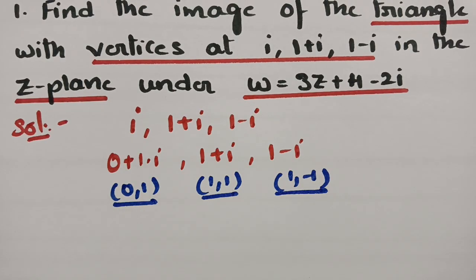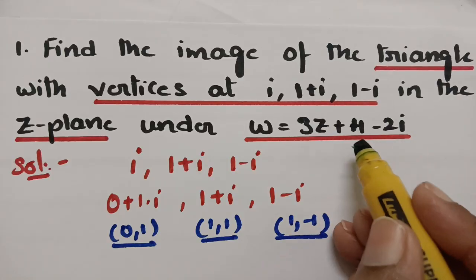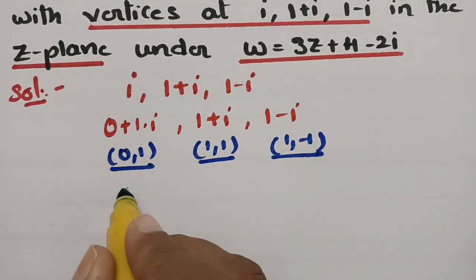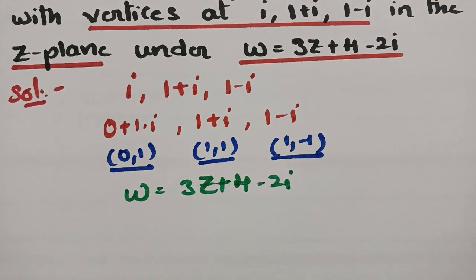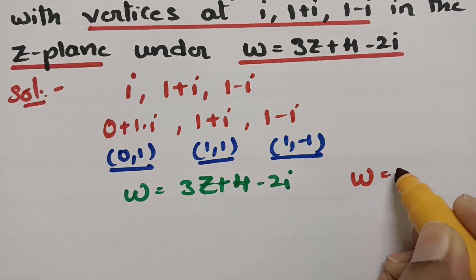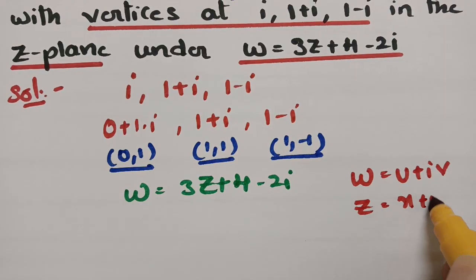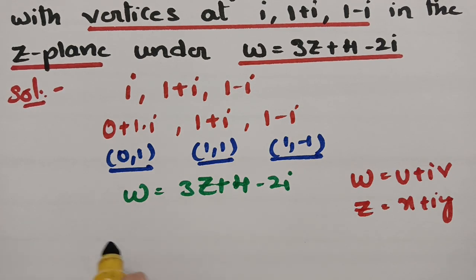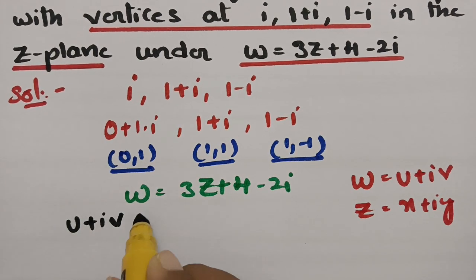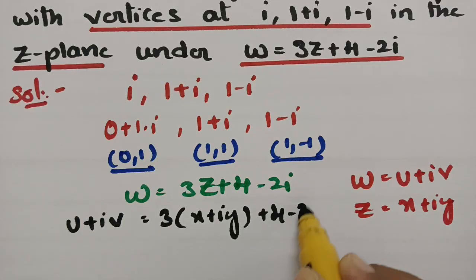So these three are the vertices in the Z plane. Under what is given, W is equal to 3Z plus 4 minus 2i. As everybody knows, W can be written as u plus iv, and Z can be written as x plus iy. If I substitute the same thing here, in place of W I write u plus iv, so this is 3 times x plus iy plus 4 minus 2i.